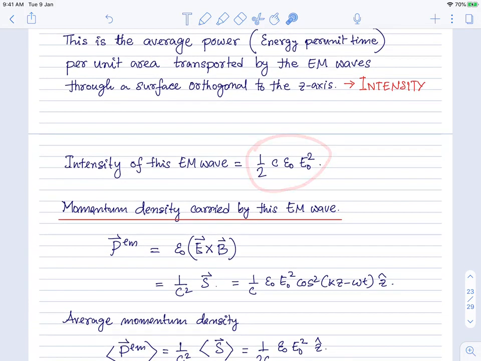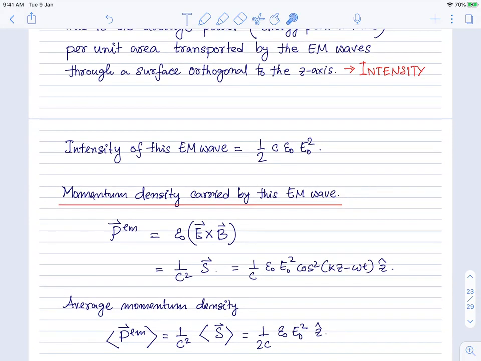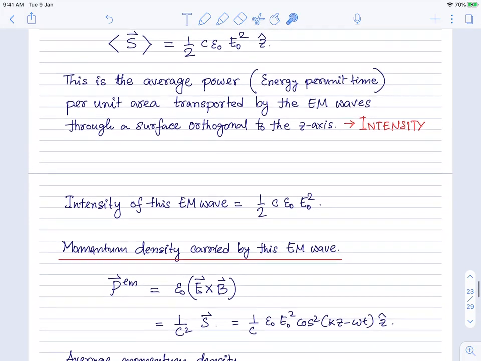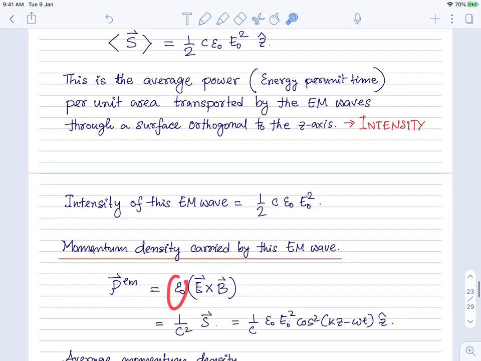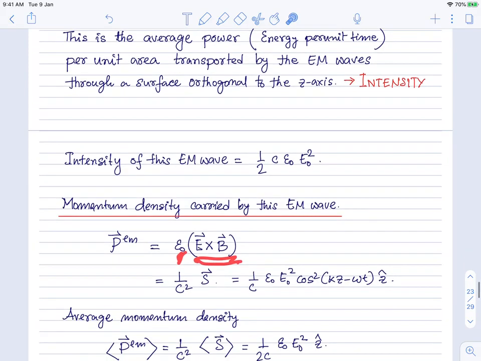So this is the intensity, and the next thing to consider is the momentum density. The momentum density is the same thing. It just has a difference of factors of epsilon naught. It's the same E cross B. For the energy current density there was a 1 over mu naught, but here there is an epsilon naught. So you can adjust them to write it as 1 over c squared times the Poynting vector, which we evaluated a while ago.